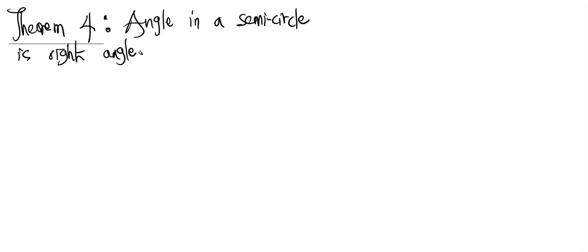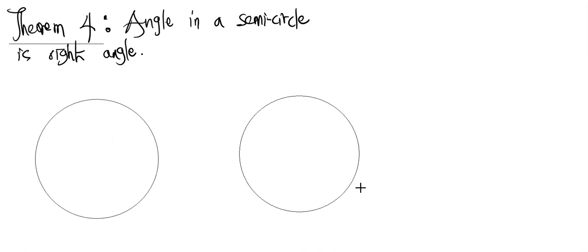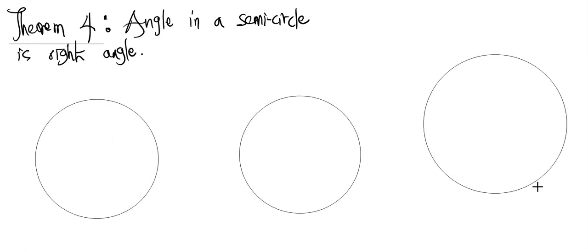So one important thing about theorem 4 is that we must have a semicircle, and for us to have a semicircle, we must have a diameter there. So angle in a semicircle is right angle. So we must see diameters in each of them, because a diameter actually divides the circle into 2 semicircles.